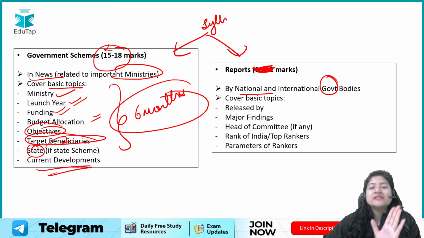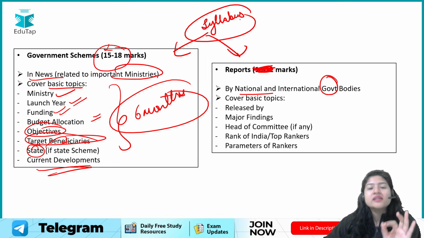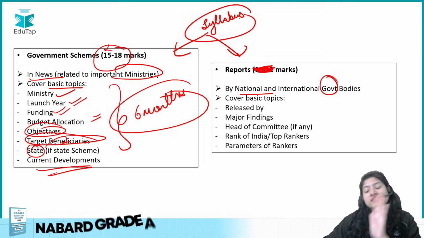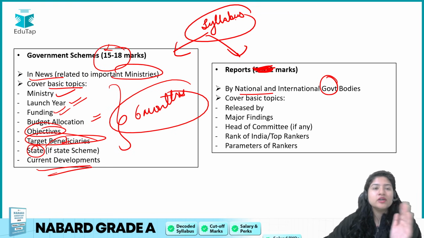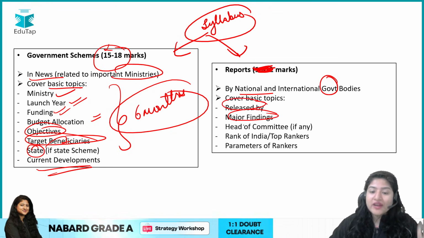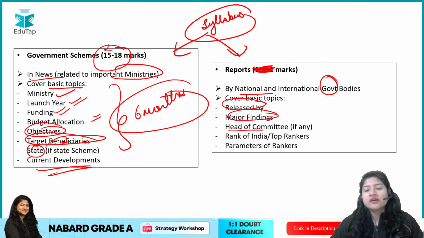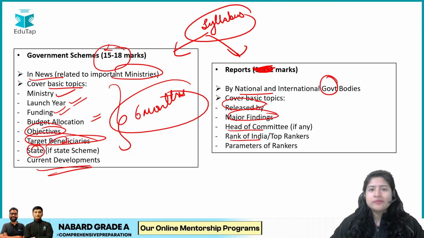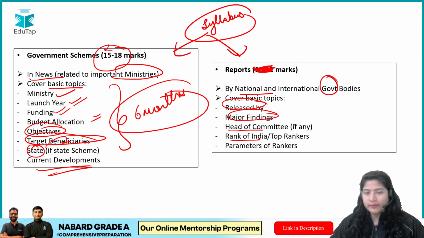Please, please, please stick to the syllabus, read the syllabus, and you would know that whenever any report or news or government scheme will come, you would know whether this is relevant for ARD, your syllabus, ARD section or not. Okay, what you need to cover: released by which organization, what are the major findings of the report, if there is a head of the committee, who is it, and what is the ranking of India, or who are the top rankers. Sometimes India can't be in the top 3, right? Then who are the top rankers can be asked.